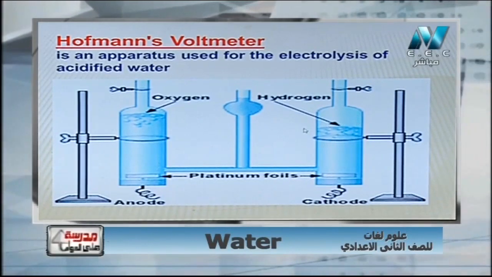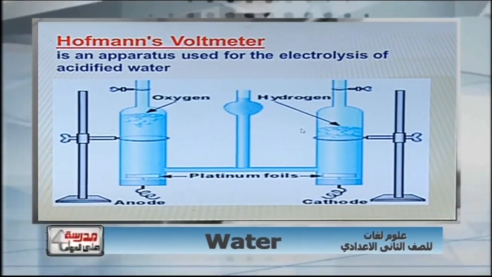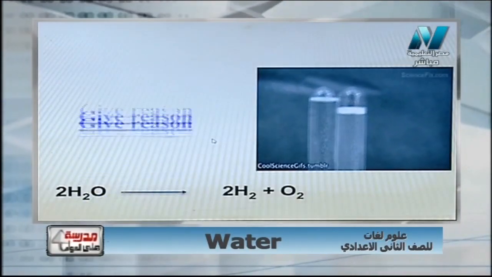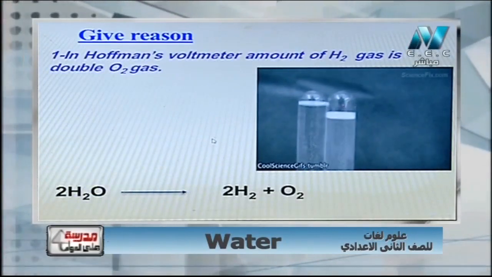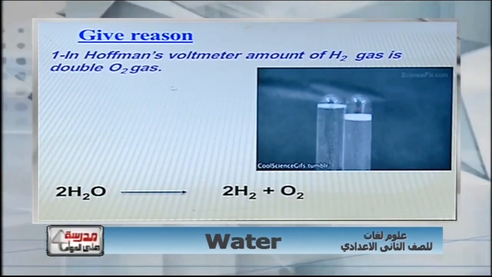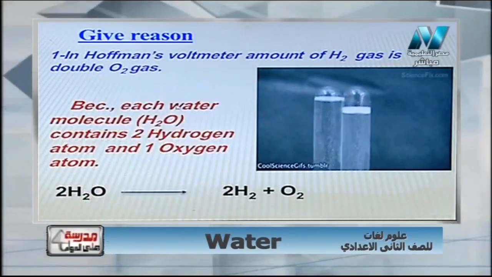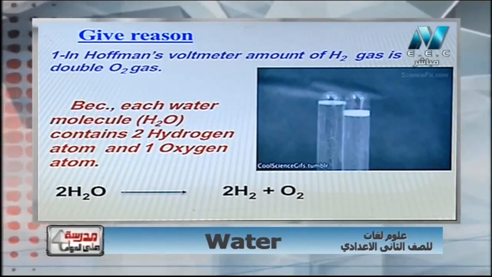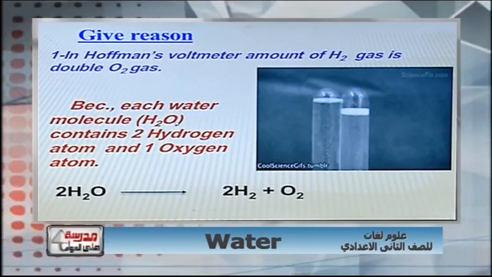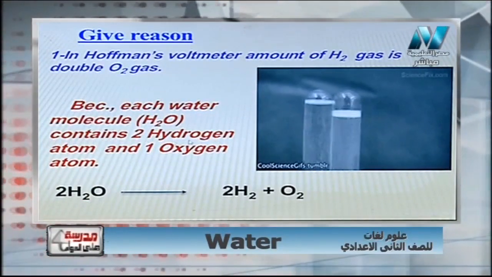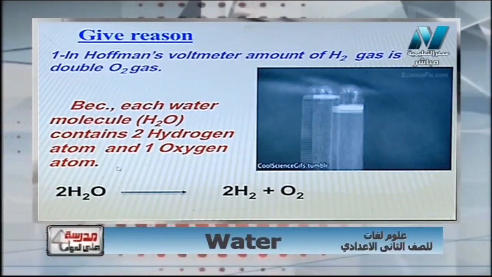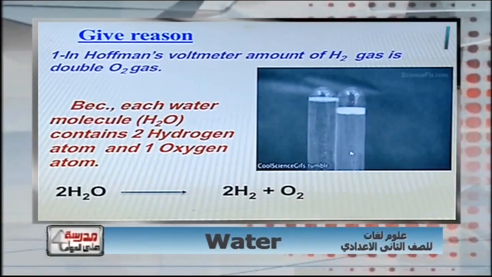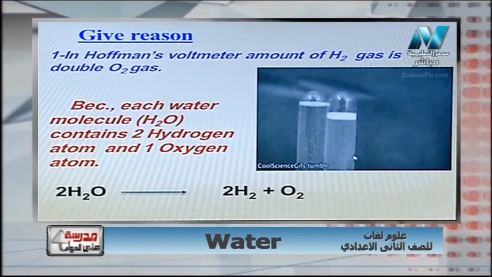Why? Because there are 2 hydrogen atoms to 1 oxygen atom. Give reason: in the Hoffman voltameter, the amount of hydrogen gas is double the oxygen gas. Because each water molecule, H2O, contains 2 hydrogen atoms and 1 oxygen atom. And we see in this experiment, as in the figure, these bubbles indicate that gas is evolving.